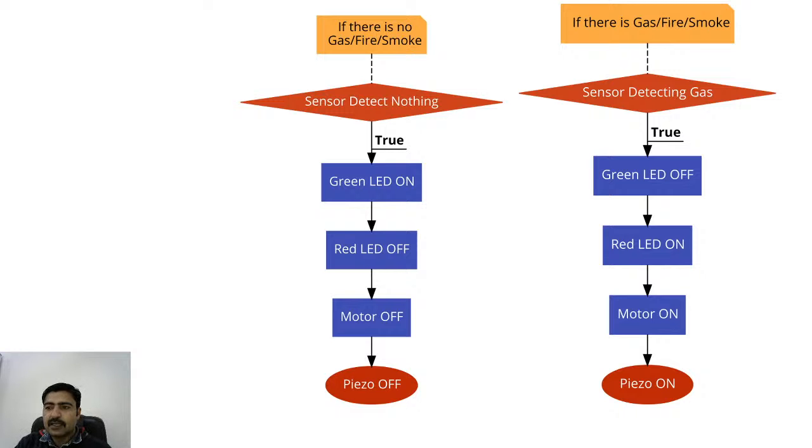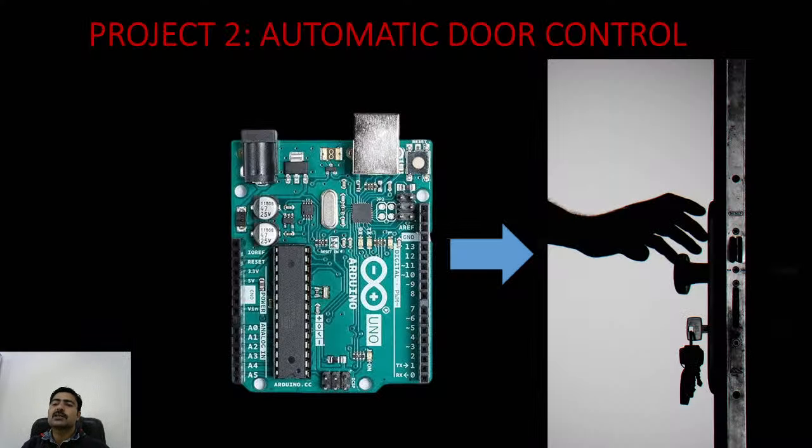So this is our flow chart. Then our next project is automatic door control. What you need to do here is use one ultrasonic sensor, so that whenever you come in front of the ultrasonic sensor, your door starts opening at different angles. Let's say you are far from the gate, so the door should open by a certain angle, let's say 30 degrees. If you come closer, then 45, 60, 90, 180.